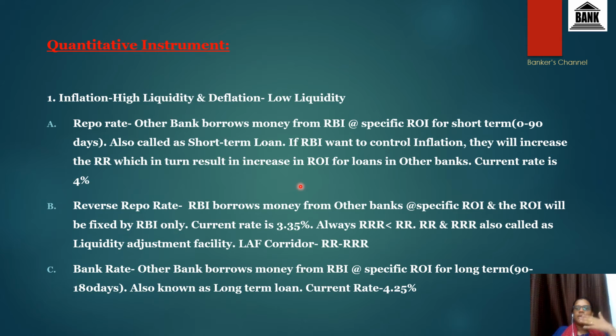Hence, the money circulation in the economy will be controlled by repo rate. So if the RBI wants to control inflation, they will increase the repo rate, which in turn results in a decrease in inflation. The current repo rate is 4%. RBI charges 4% interest for the money they lend to other banks. I think you people are clear about repo rate.